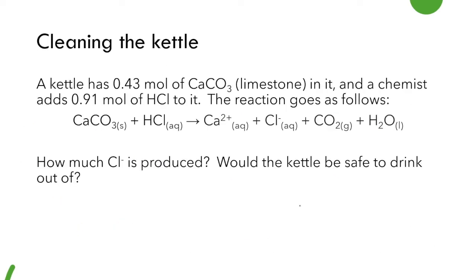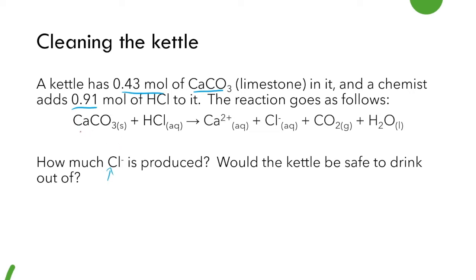Let's now see this in a more chemistry situation. A kettle has 0.43 moles of calcium carbonate, oh, that's limestone, in it, and a chemist adds 0.91 moles of hydrochloric acid to it. Then we're given the reaction. The reaction looks unbalanced, so we might have to deal with that. We're asked how much Cl- is produced. And would the kettle be safe to drink out of? Okay. So let's balance this first. That's always going to be the first step.